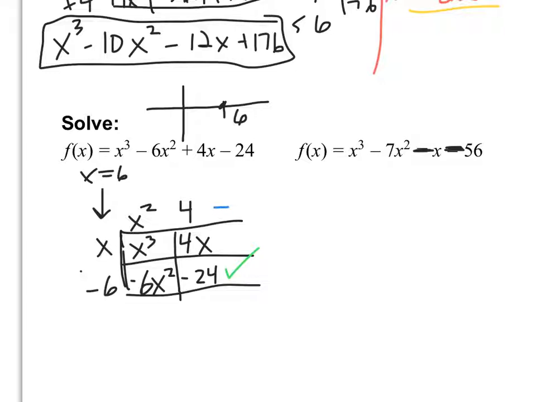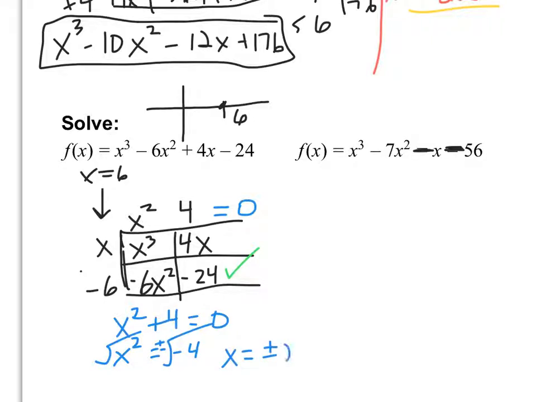And now what I do is I take the top and I solve it. So I have x squared plus 4 equals 0. Now, if I hate my life, then you could do the quadratic formula, or you could work smarter, not harder, and do the square root method. So x squared equals negative 4, square root of both sides, don't forget your plus or minus, and I get x equals plus or minus 2i. And then I also have my other answer that I started with, which was 6. So those are my two solutions.